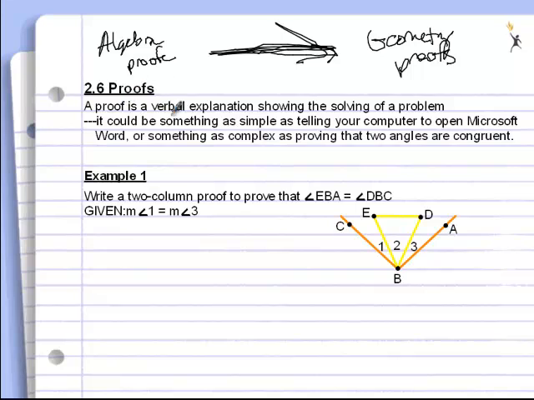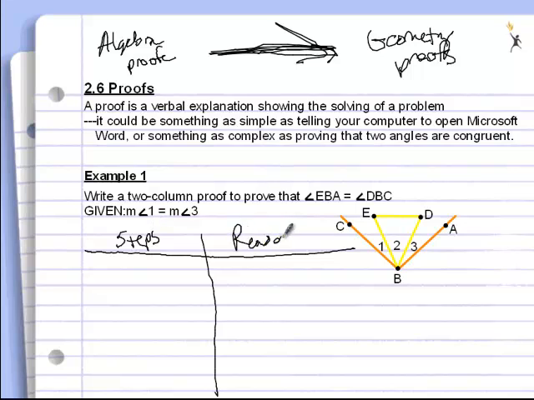A proof is a verbal explanation showing the solving of a problem. We usually use a T-chart or a two-column proof. And so what we're going to do is we're going to draw our two columns. One of those is going to be steps. The other is going to be reasons. We're going to go through our steps and explain why or how we were able to do these.